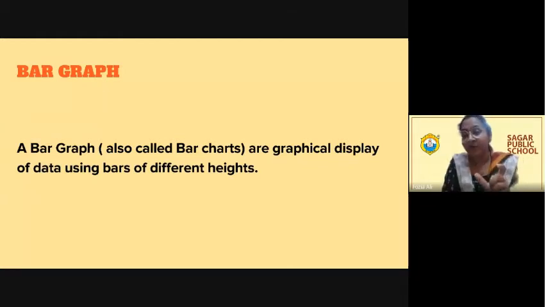So bar here means rectangular boxes, and graph is the graphical display of data using bars of different heights. So a bar graph is a tool for data handling where we are representing the data in the form of rectangular boxes, and the height of the boxes determines the frequency of the observations. Okay, so let's understand the topic in more detail.